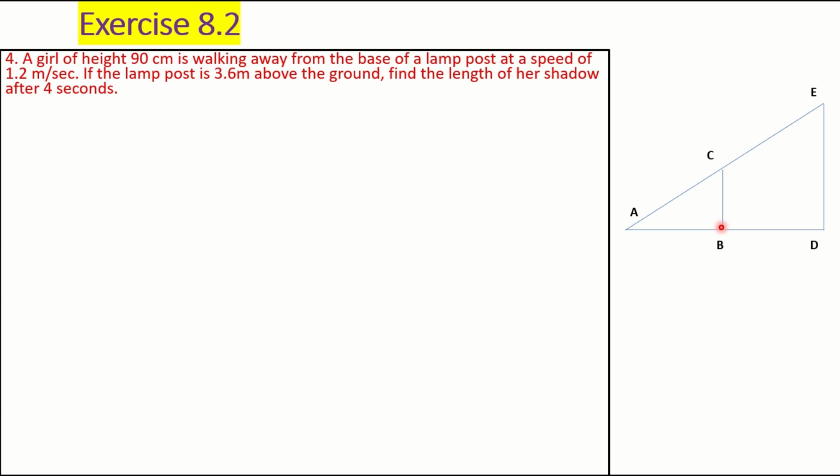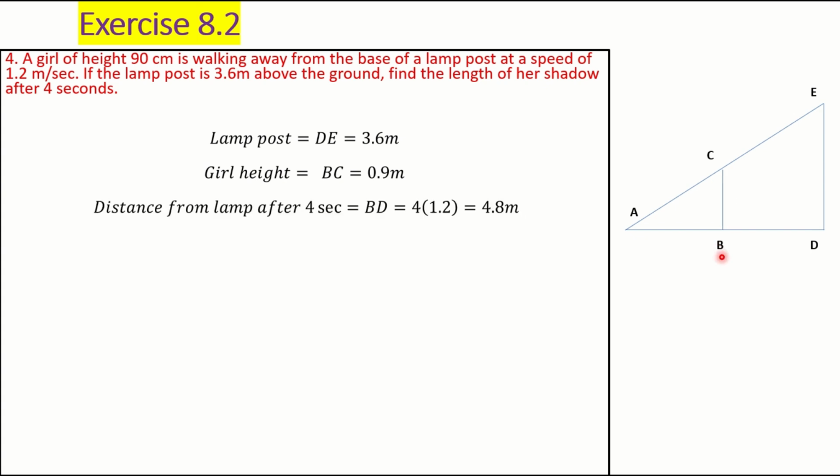That means how much distance will it be? Speed is 1.2 meters per second, so in 4 seconds it will be 4.8 meters. So BD is 4.8 meters. Lamppost is 3.6 meters, which is given. The height of the girl is 90 centimeters, which is 0.9 meters, right? So the lamppost is 3.6, girl height is 0.9, and distance from the lamp after 4 seconds is 4.8 meters. Shadow is AB. Now we need to calculate AB.